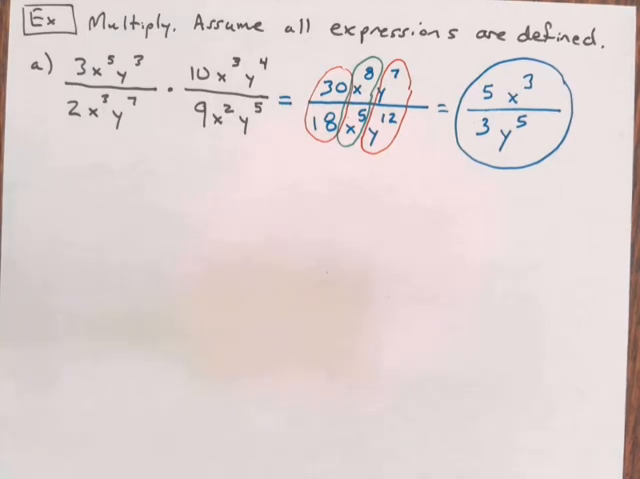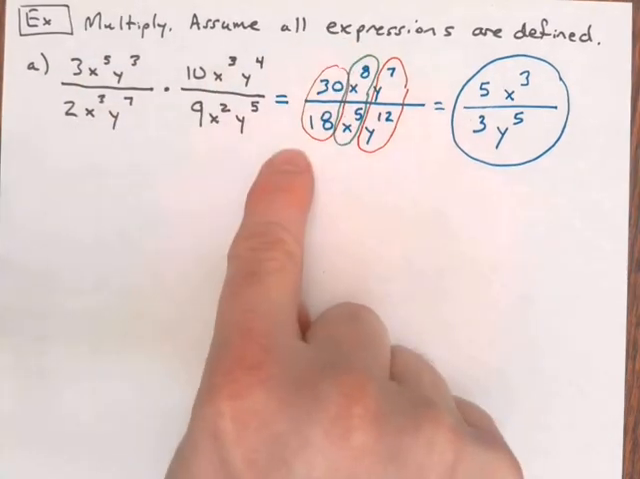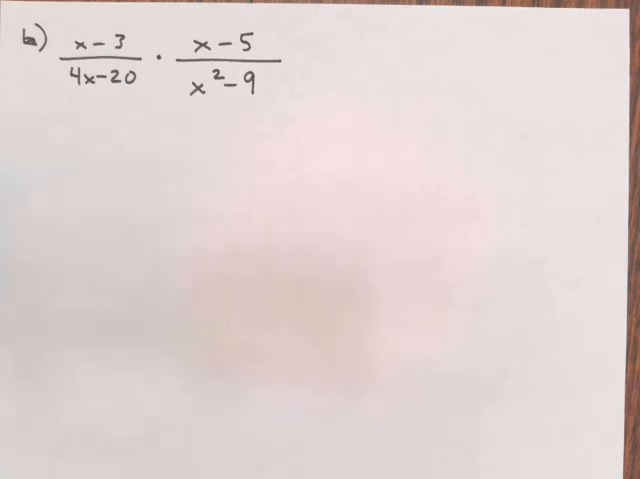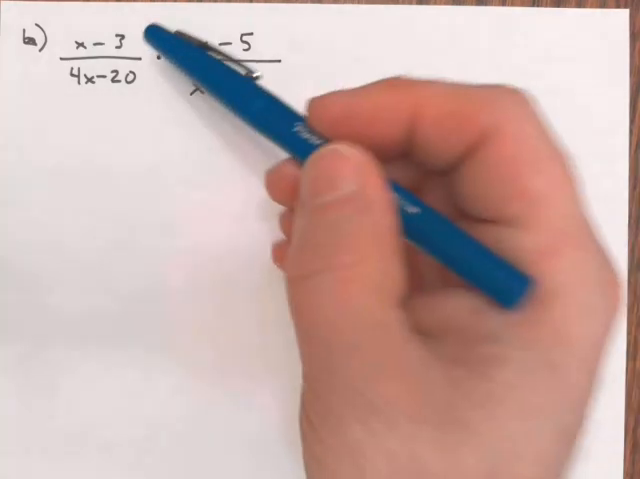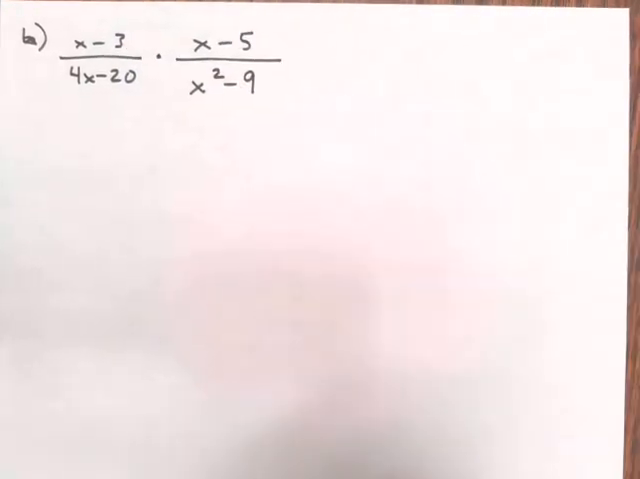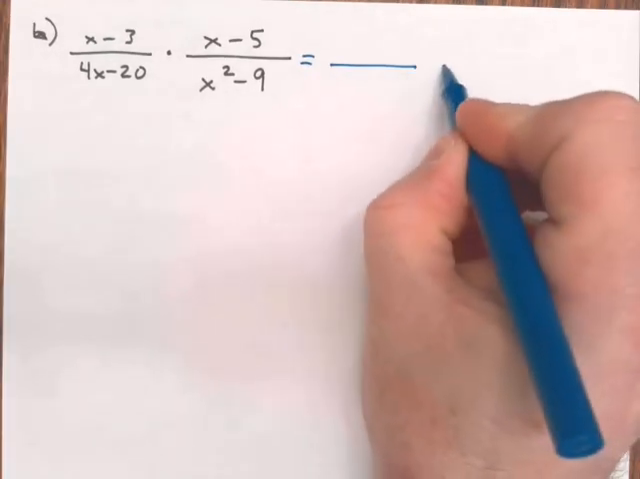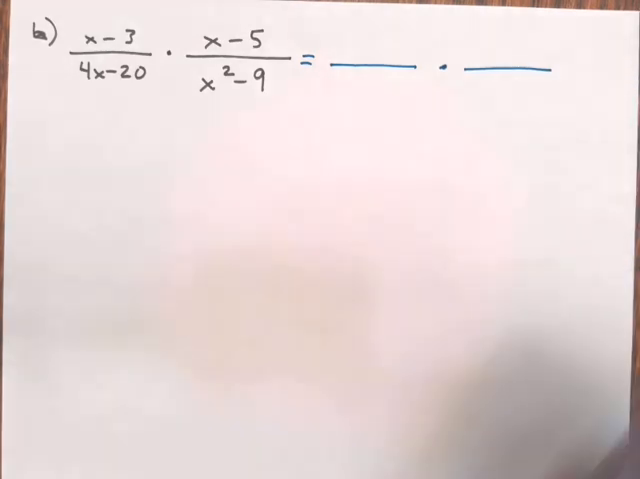When there's no addition or subtraction in the problem, you don't have to worry about factoring. You can just multiply straight across the top, straight across the bottom, and then reduce your fraction. For letter B, this is the same type of problem, except I do have some subtraction here, so I do need to go through and factor the top and the bottom of each fraction before I can do any reducing.